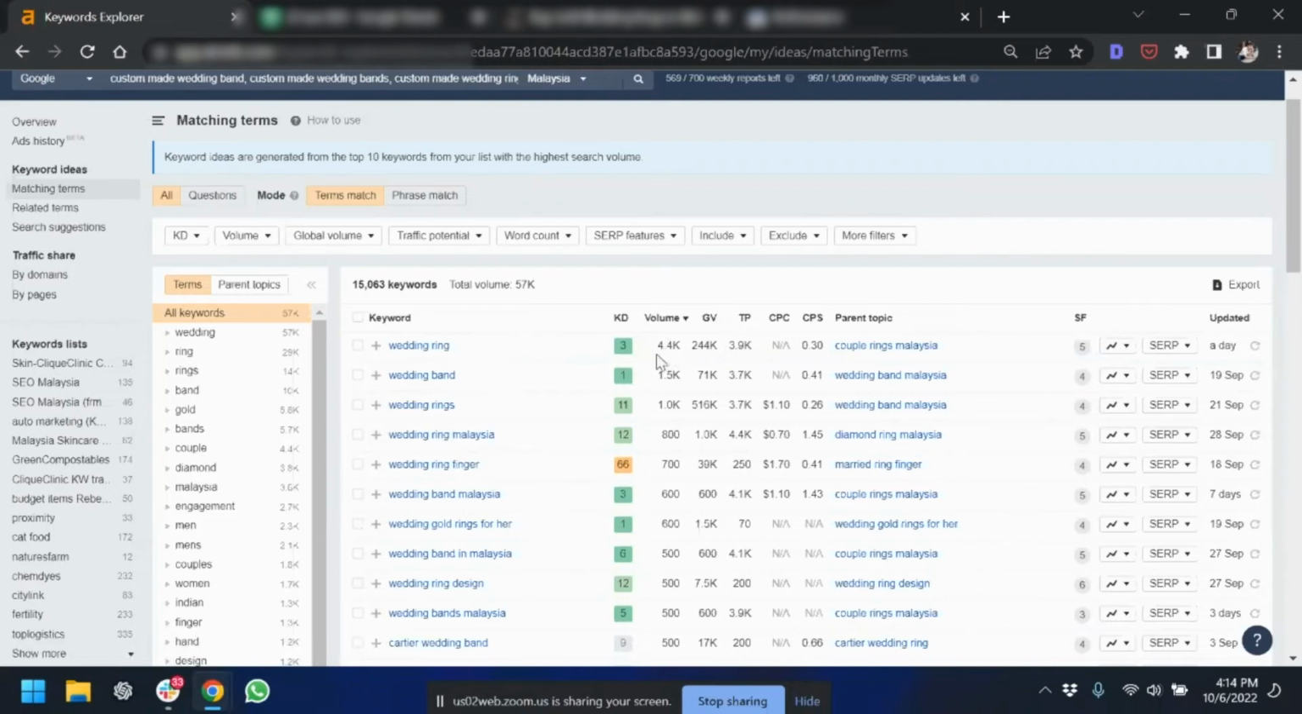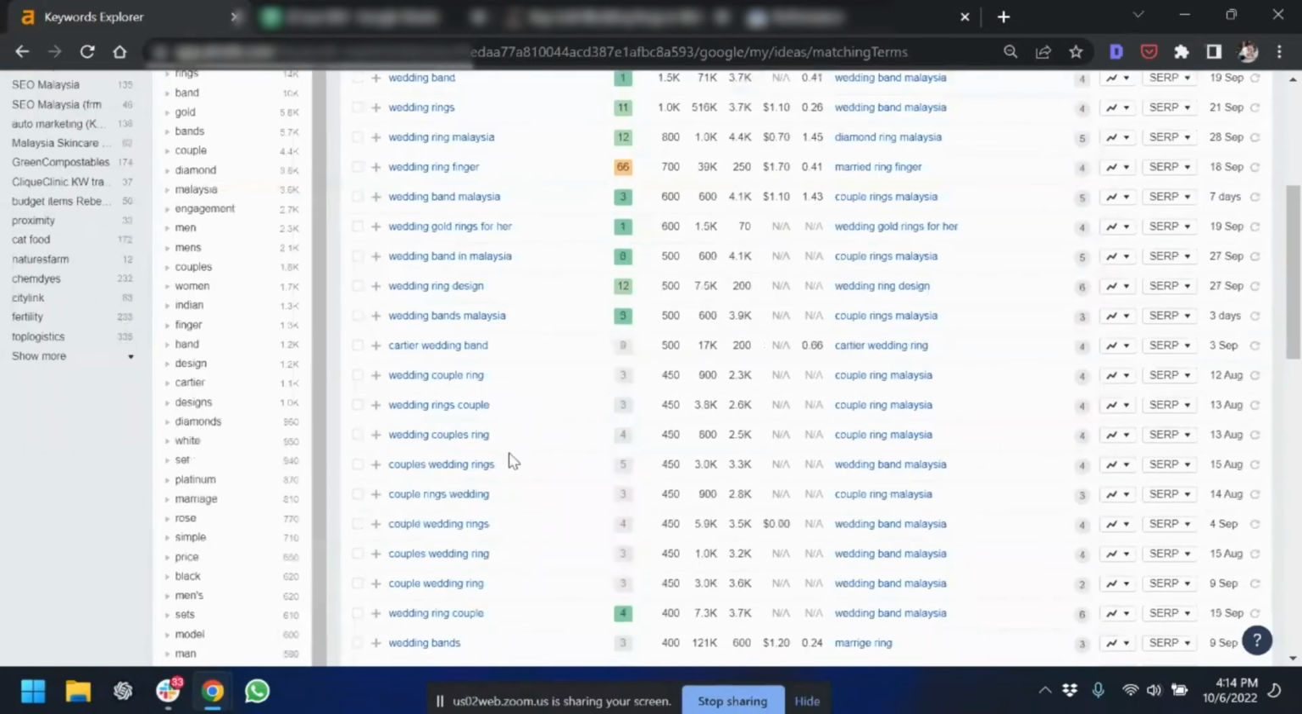If the volume is similar, then I may want to go for the one which is easier to rank. So I look at the KD. But in that case, both are considered quite easy to rank. Then I want to go for the one with the highest volume. All right. So in this case, if I go through this, I think the one that is best is going to be wedding ring.